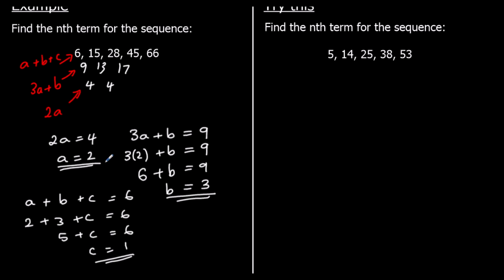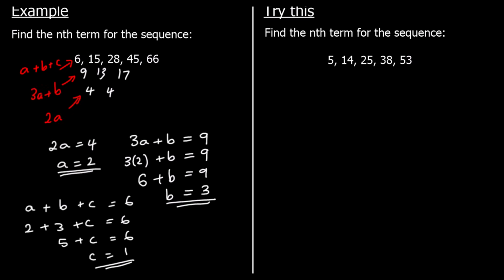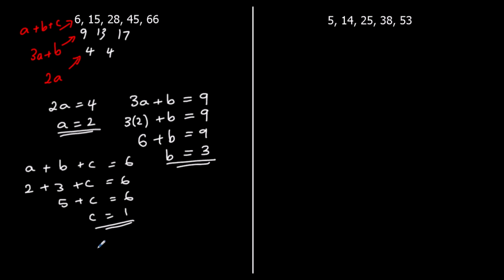So we know what a is, we know what b is, and we know what c is. So we've got 2n squared plus 3n plus 1. And that is the nth term of our sequence. So if we substituted 1 in here, we would get 6. If we substituted 2 in, we'd get 15. If we put 3 in, we'd get 28, and so on.